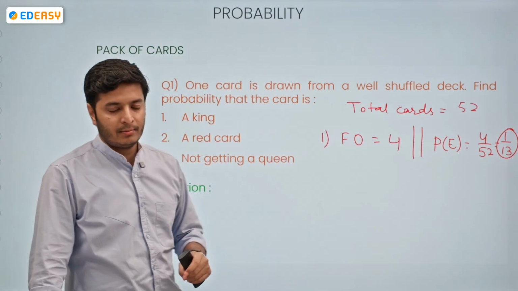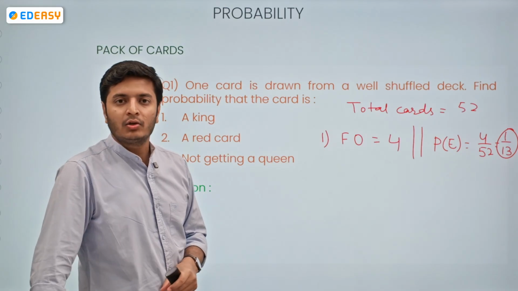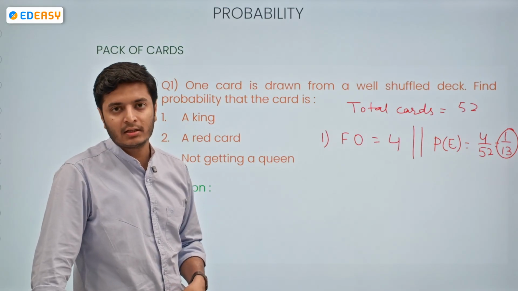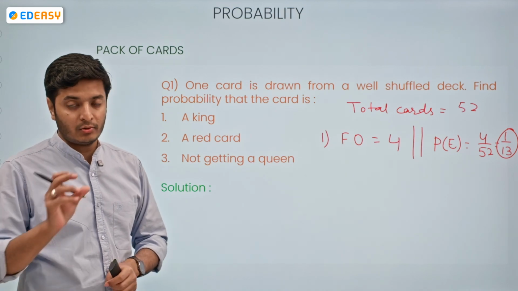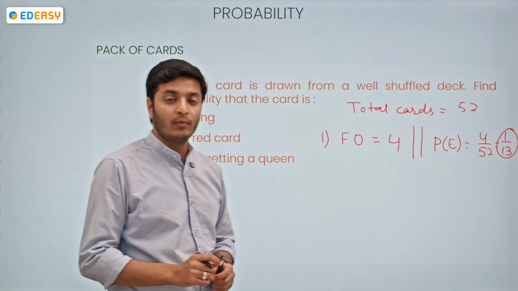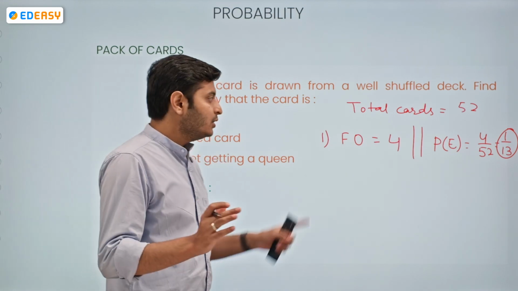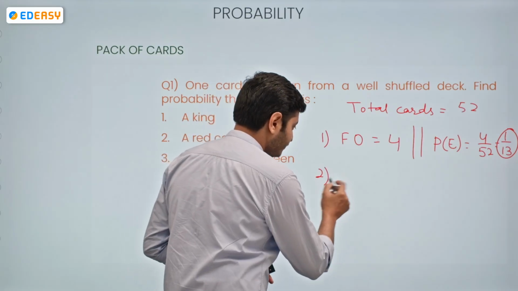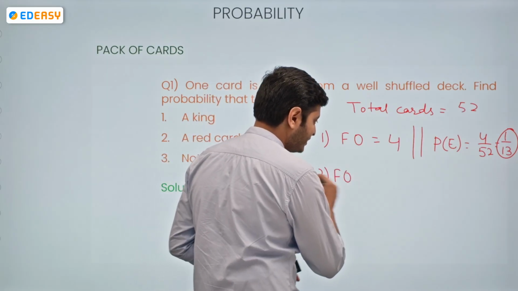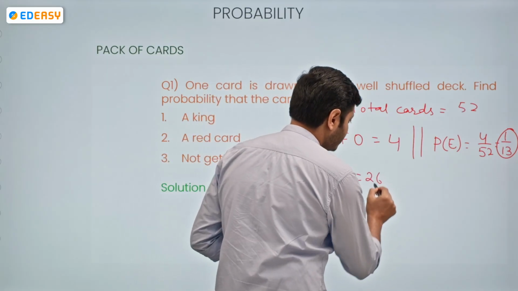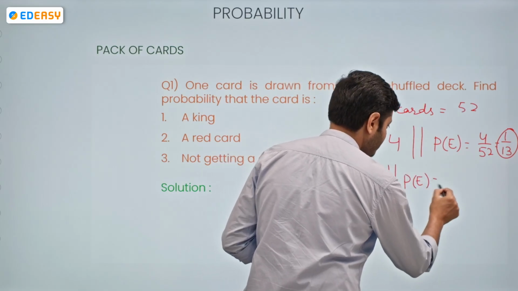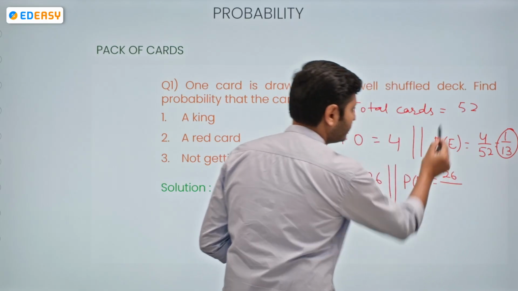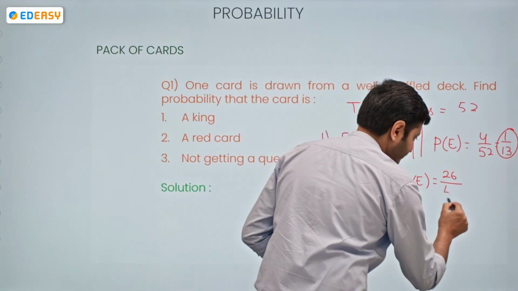A red card. There are 2 types of cards which are red in color, diamonds and hearts. So 13 cards of each type. So the total number of red cards is 26, 13 plus 13. So the favorable outcomes in the second part is 26. So the probability of this event to happen is 26 by the total number of outcomes, 52.